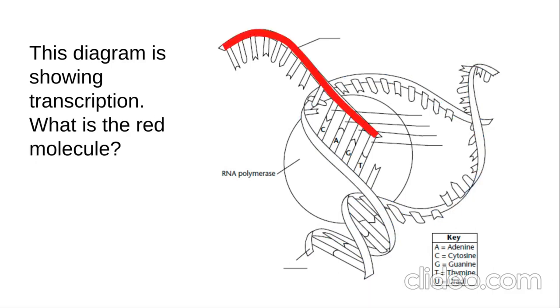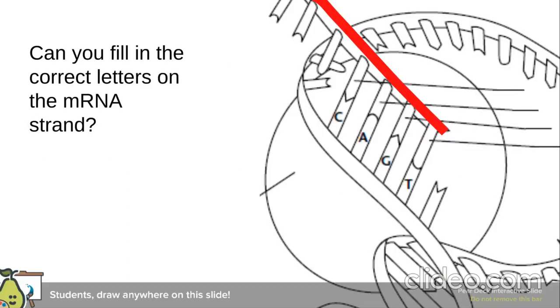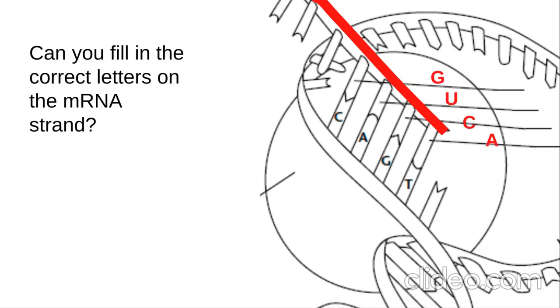What about the red guy? Is this DNA? Is this RNA? Is this RNA polymerase? Is this something else? Good, this is our RNA. How do we know? Well, it's only 1 strand long. You'll see it's matching up with the letters here. The message is in these letters. So C would go with G, A with, normally it'd be T, but it's going to be U because it's RNA, G with C, and T with A.